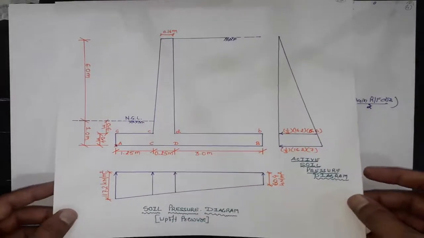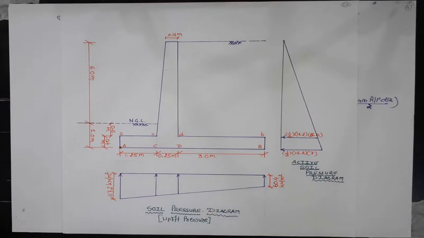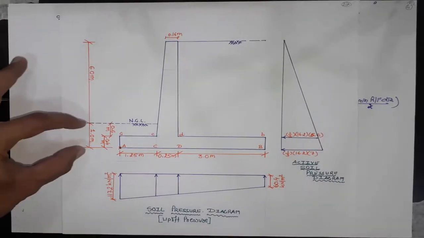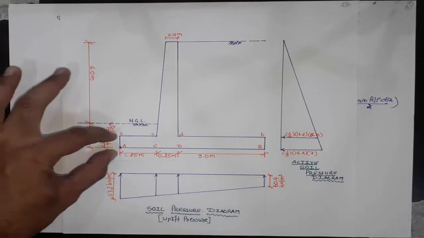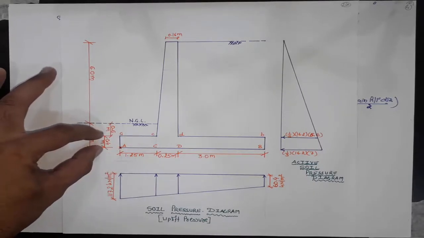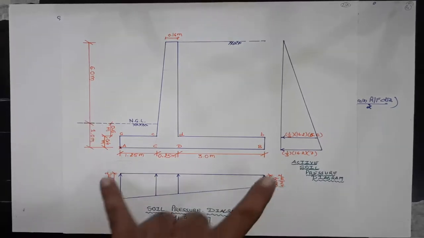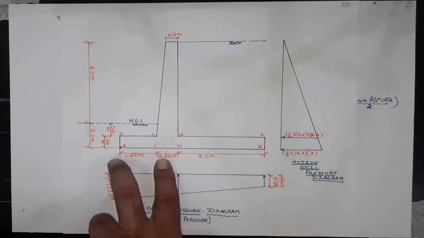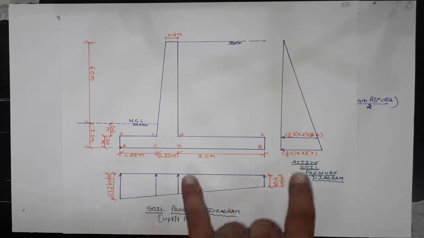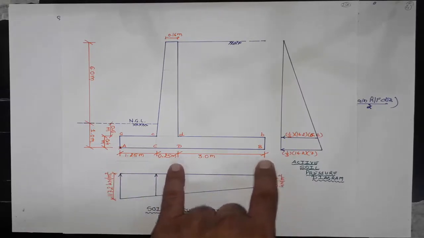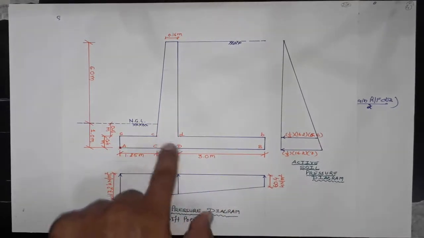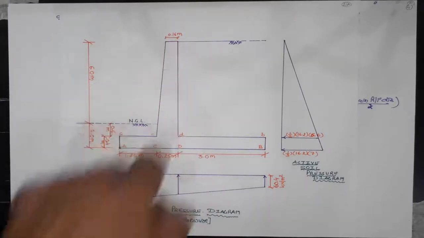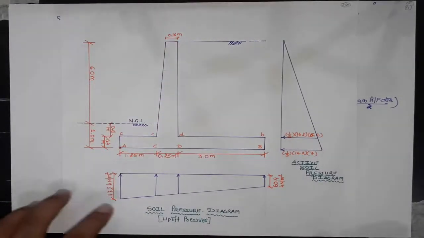This is the overall dimension of our retaining wall. The earth retention height is 6 meter, foundation depth is 1 meter, thickness of base slab is 0.4 meter, width of base slab is 4.5 meter, toe width is 1.25 meter, heel slab width is 3 meter, thickness of stem at base is 0.25 meter and thickness of stem at top is 0.16 meter.